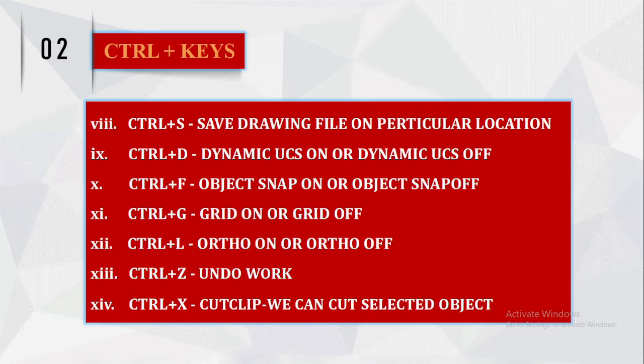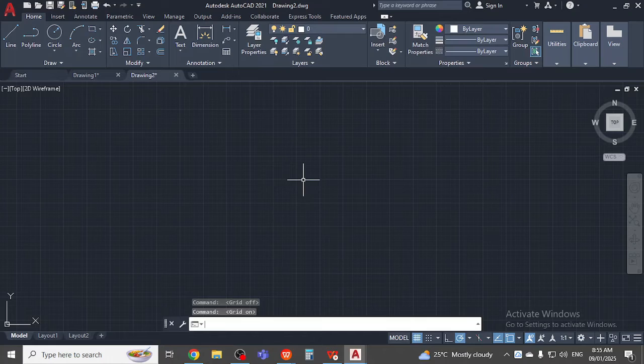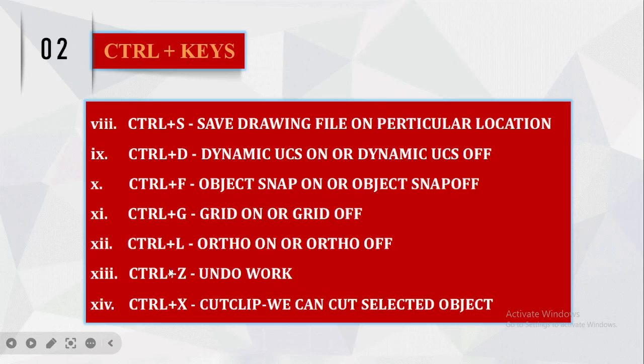Next, Control G is used to turn the grid on or off. Next, Control L, ortho on or off. Ortho we already saw: the F8 command is used to create lines in the four straight directions. So the ortho command we can operate by using F8 or otherwise Control L. Next, Control Z, undo.